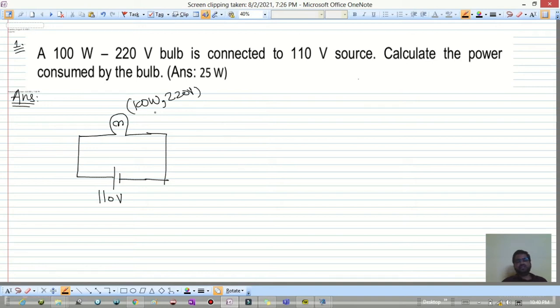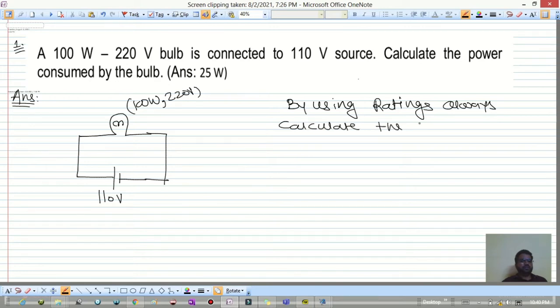Now whenever the rating is given, always use the rating to calculate the resistance of a bulb or any appliance, right?